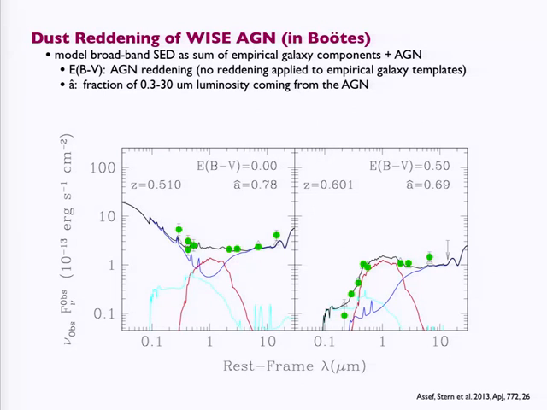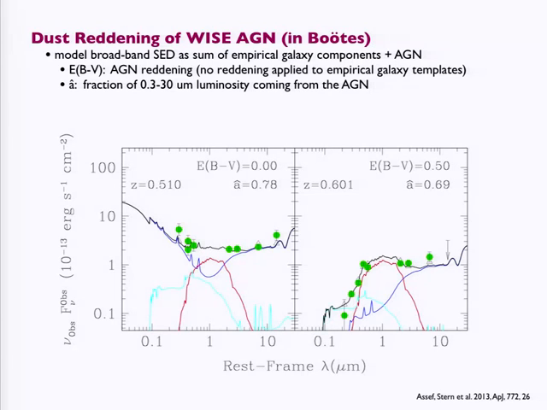He uses empirical templates that he had developed as part of his PhD with Chris Kochanek: an old stellar population in red, a young stellar population in cyan, and then an AGN in dark blue, and for the AGN we allowed variable obscuration. We find the best fit to each of the sources in the Boötes field. The redshifts are generally spectroscopic redshifts, or photometric redshifts for some. E(B-V) shows you how much extinction we had to put on that AGN to fit the SED.